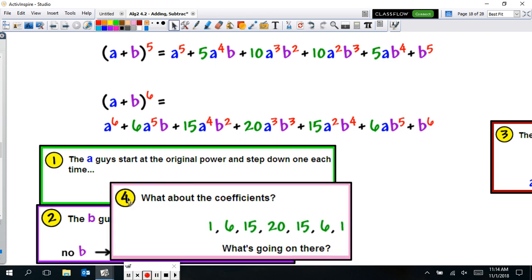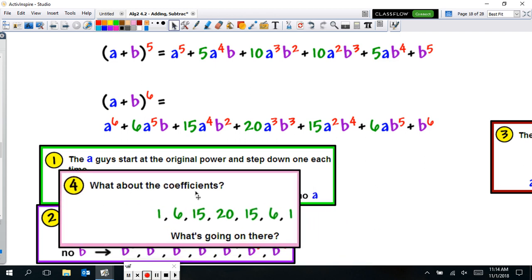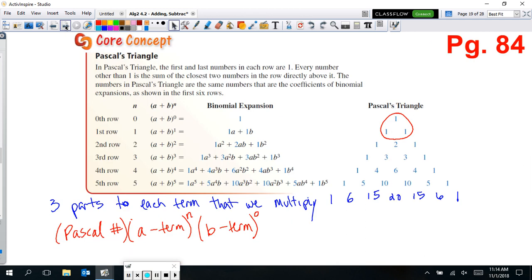But then, what about those numbers in front? The coefficients. These numbers in front. So this would be a 1, this is a 6, this is 15, 20, and so on. What about those? Well, we get those from a particular triangle called Pascal's triangle. I mentioned that at the very beginning. So Pascal's triangle, that's this thing right here on page 84. So look at 84 where Pascal's triangle is.